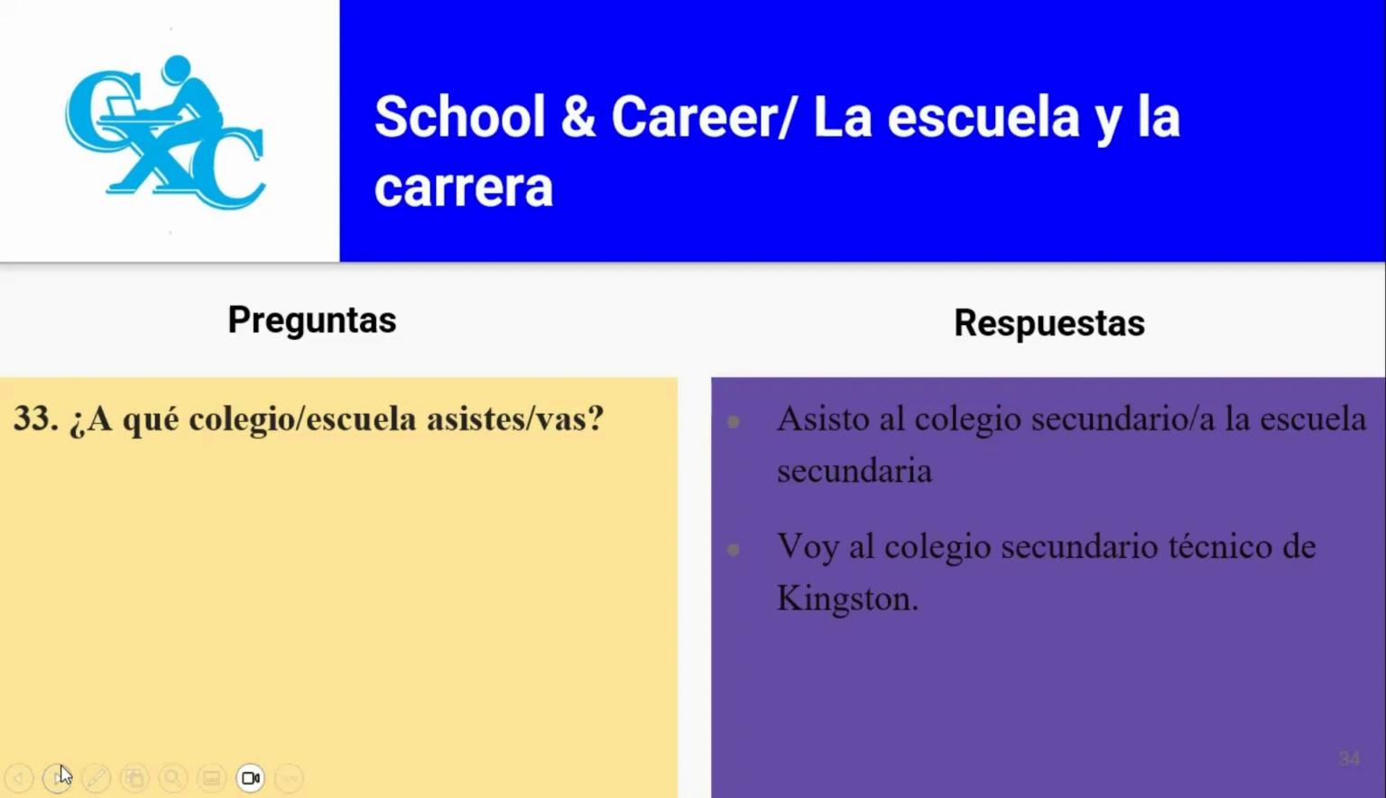Or for using voy, voy al colegio secundario técnico de Kingston, for example, all right, I go to Kingston Technical High School. All right, another way of responding, soy miembro, soy estudiante de la escuela secundaria, del colegio secundario. And whatever the school is. Okay. All right. So look at these ways of responding. So instead of saying voy, you can say soy miembro o soy estudiante de la escuela or del colegio secundario. All right, and you give the name of the school.